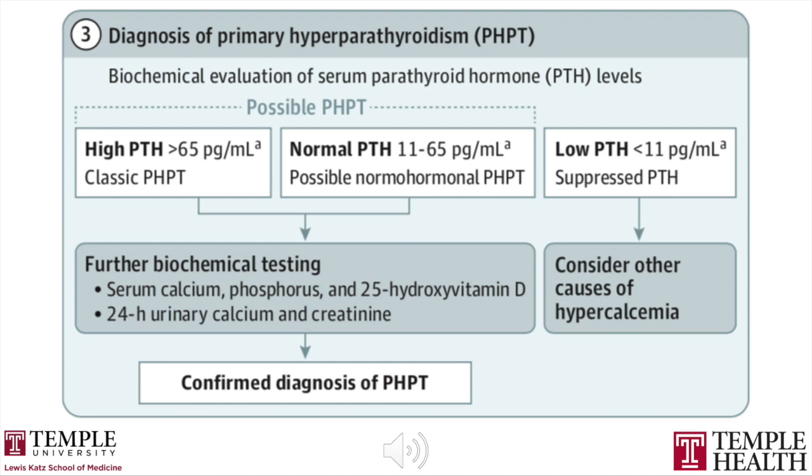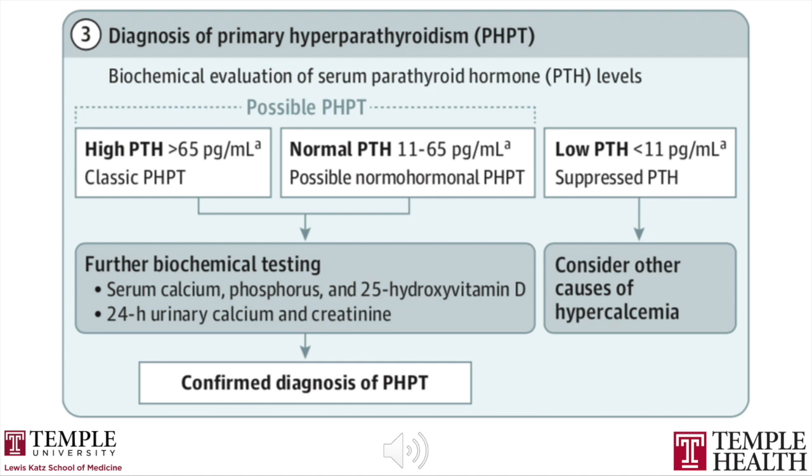I'm not going to discuss what happens if you have a low PTH. That's a different conversation. But let's say you have this patient who probably has primary hyperparathyroidism. You then want to confirm this diagnosis by ruling out other things and do some thorough testing to make sure the patient's ready for an operation. So you want to check a 25-hydroxy vitamin D just to see what their vitamin D levels are. And you want to also check a 24-hour urinary calcium and urinary creatinine.